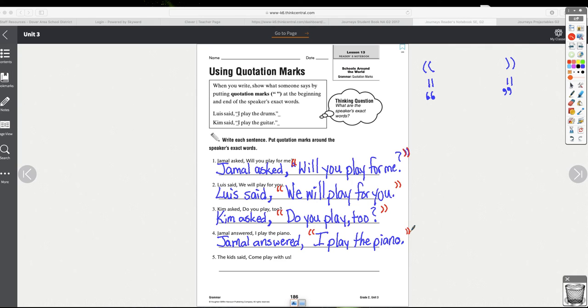All right. One more sentence. The kids said, "Come play with us!" So what did the kids say? What is the speaking part in that sentence, Lonnie? Come play with us. Very good. So make sure our quotation mark starts before the word come and ends after the exclamation point after us. Okay? The kids said, comma.